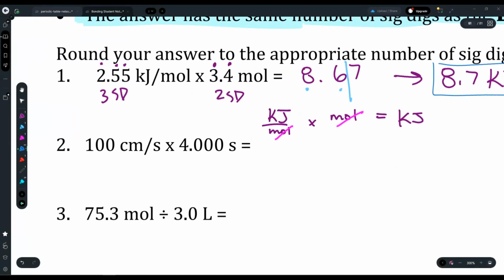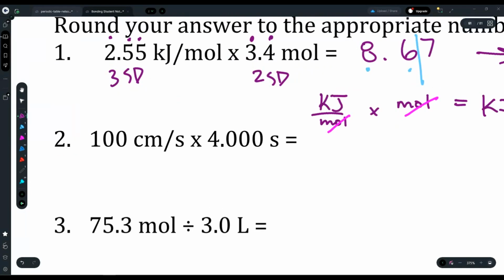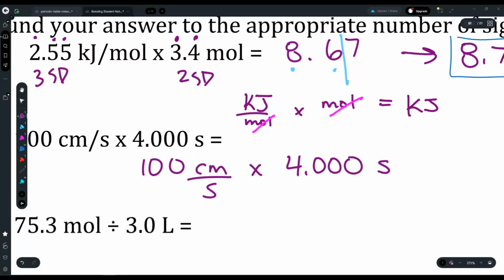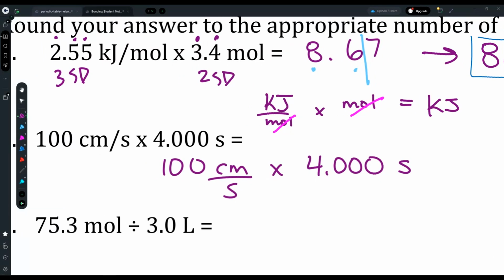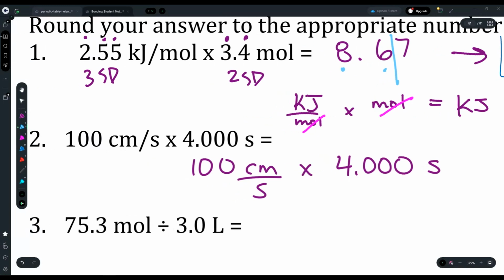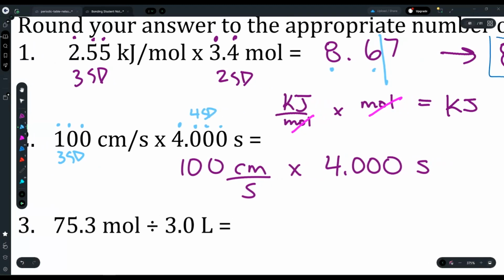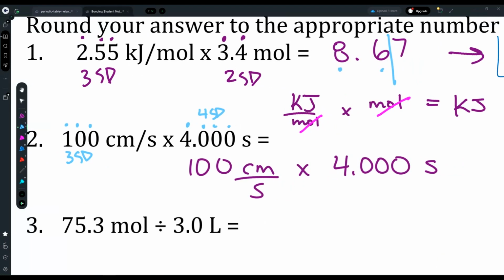Okay, let's do the same sort of idea with the next one. So we have 100 centimeters per second times 4.000 seconds. I'm just writing this out so I can show you how the unit analysis works. But looking at our numbers, the first number, 100 centimeters per second, has 1, 2, 3 sigdigs. The next one has 1, 2, 3, 4 sigdigs. We always go with the one with the least amount of sigdigs. So our final answer is going to have 3 sigdigs in it.